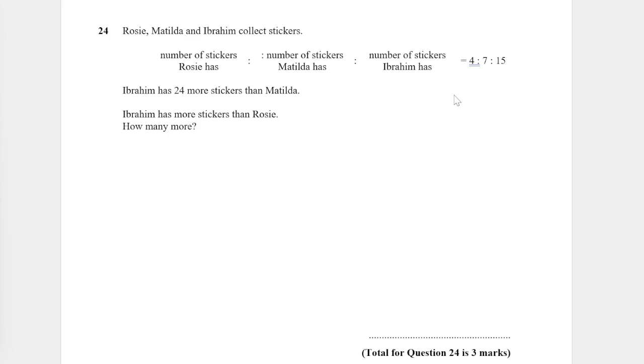R, M and I collect stickers, and we're given the ratio, and we're going to put that in a slightly more user-friendly form for myself. R, M, and I, 4 to 7 to 15. We're told Ibrahim has 24 more than M, so there's a difference of 8 parts. So I'm going to do 24 divided by 15 minus 7. So 24 divided by 8 is going to be 3. So each part is going to be worth 3.